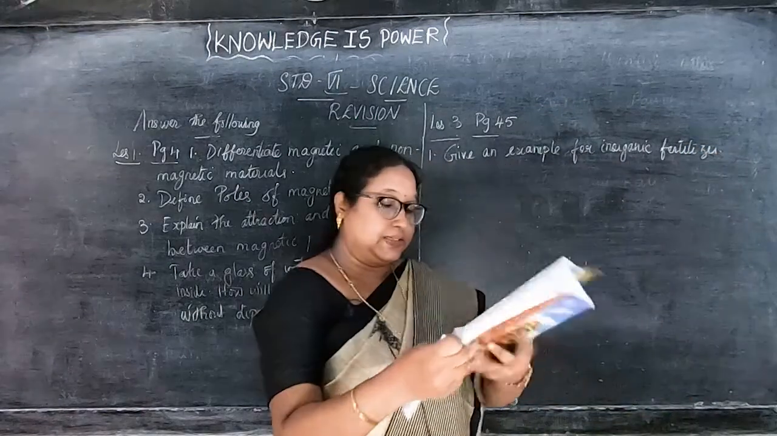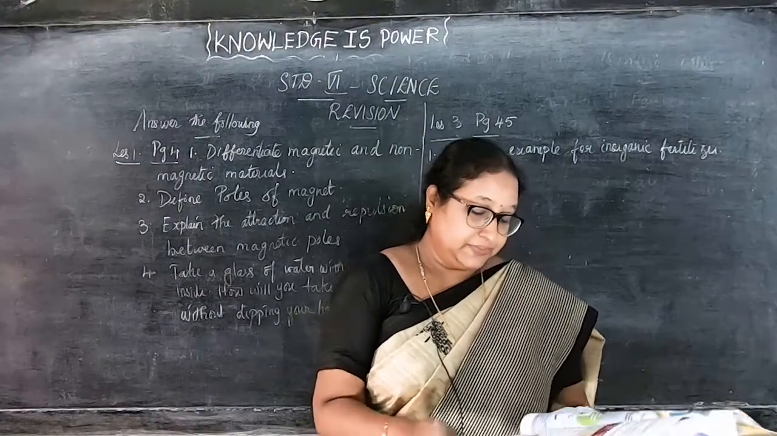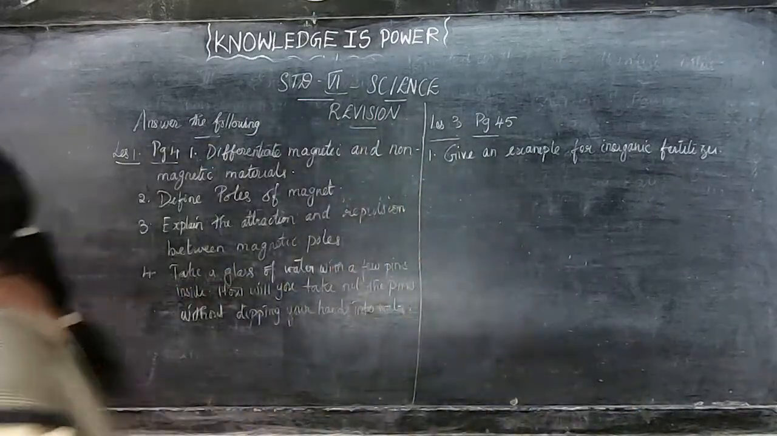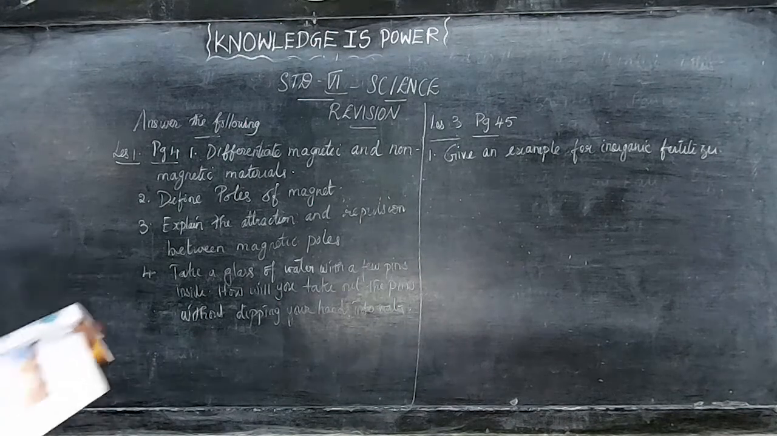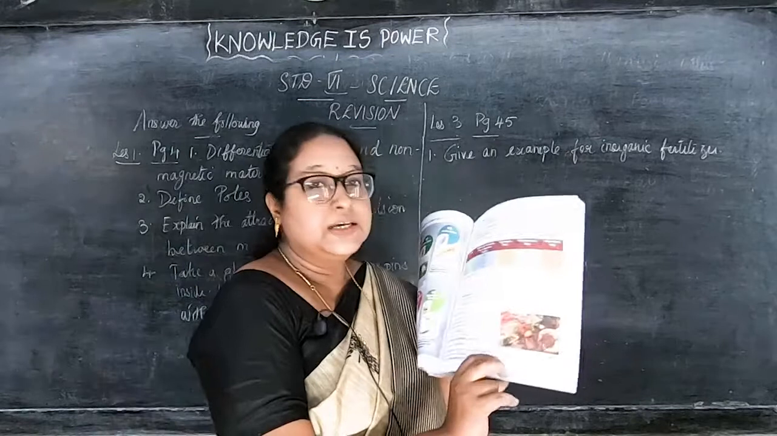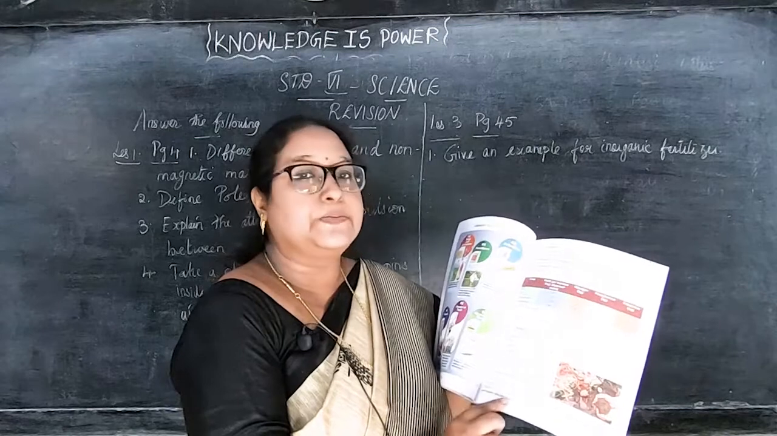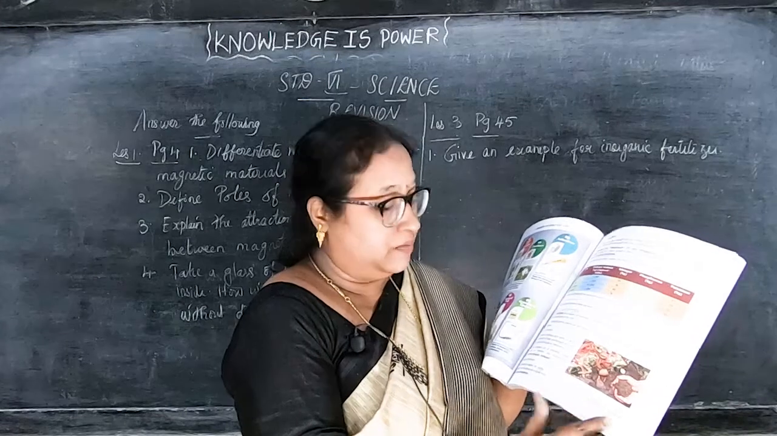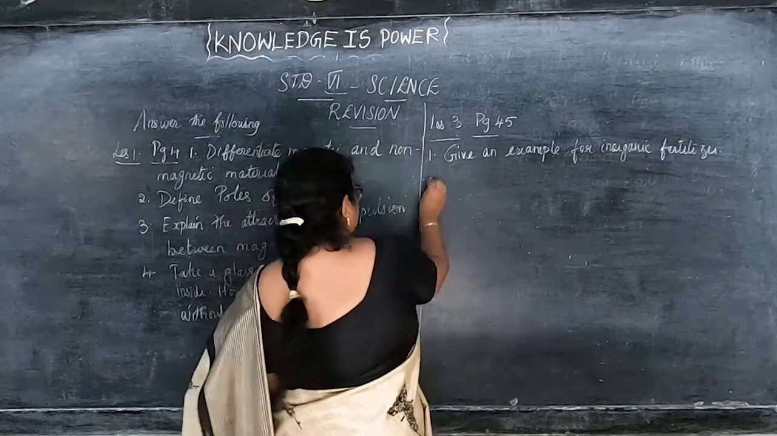Where is the answer for this question? Take page number 37. In this page down, the last line, can you see here? Yes, inorganic fertilizers are urea, ammonium sulfate and superphosphate. So last line you can see. Next question, that is the fourth question there.